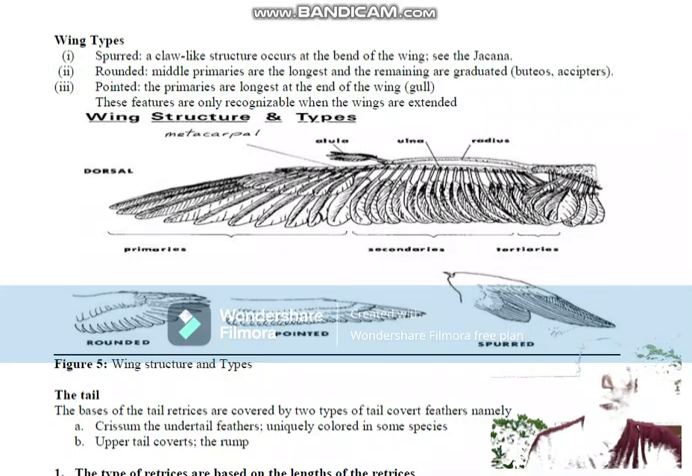These are the scapulars. The scapulars are mainly, in other words, just the tertiaries. As you could see, the rounded type of wing is just like that. The primaries are the longest, and the others are gradually graduated. And for the pointed, the primaries are longest at the edge of the wing, and for the spurred, it has that claw-like structure.